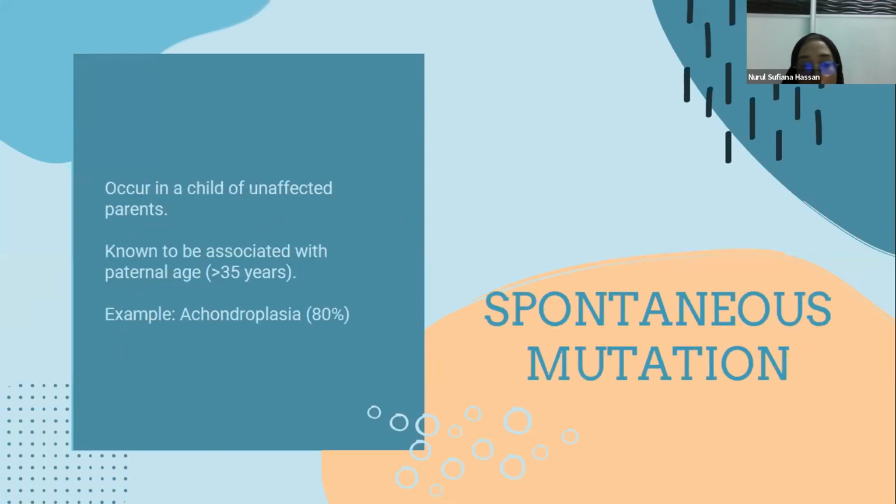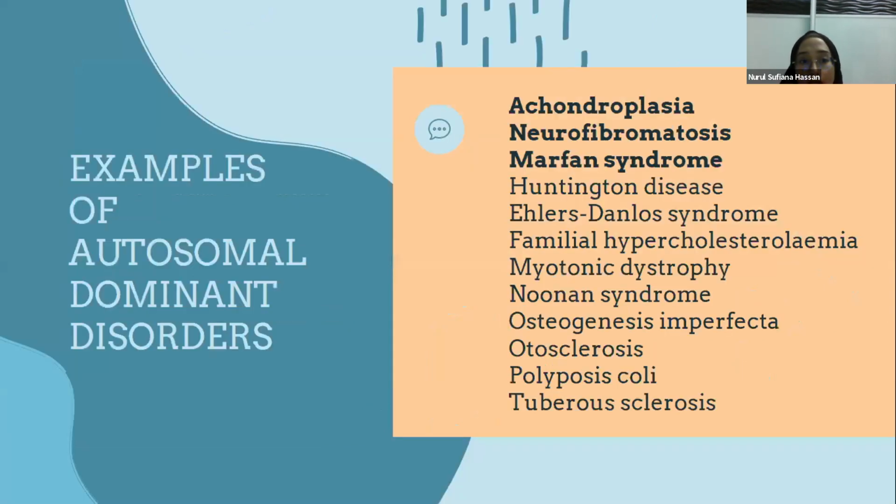Autosomal dominant disorder can also sometimes occur in a child of unaffected parents because of spontaneous mutation. This case is not to be associated with advanced paternal age, which means that the parents are older than 35 years old. One example is achondroplasia, which I will talk about later, where approximately 80% of patients who suffer from achondroplasia have spontaneous mutation. These are the examples of autosomal dominant disorder, and I will talk about the first three.